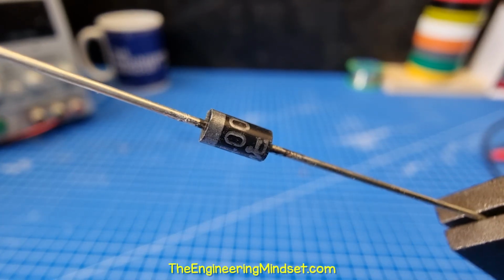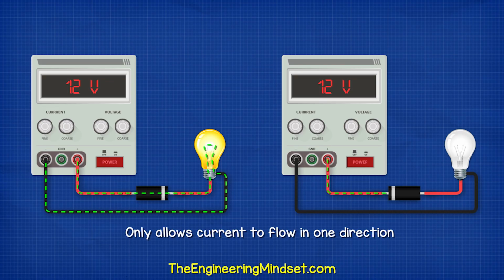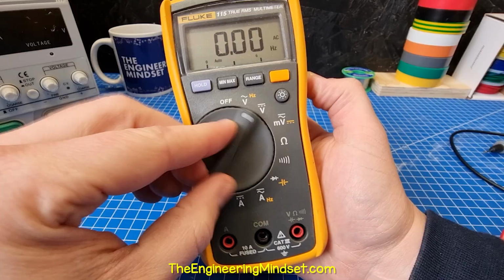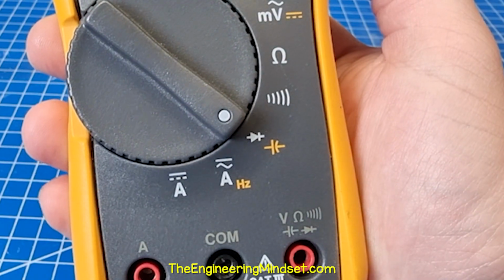Diodes look something like this. They only allow current to flow in one direction. We use this symbol to represent them in engineering drawings. To test them, turn the dial to the diode setting.